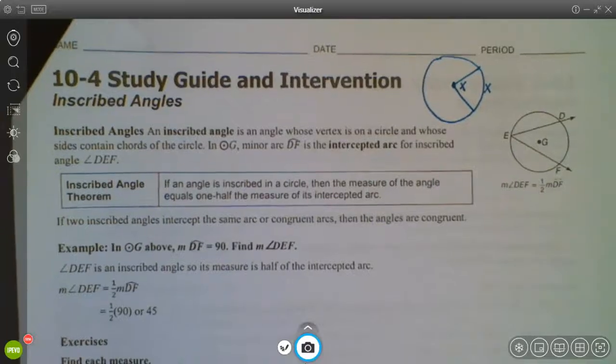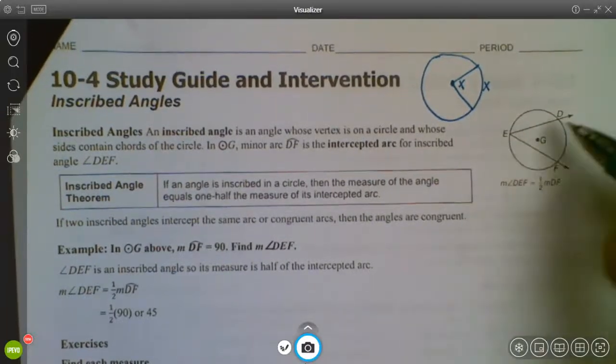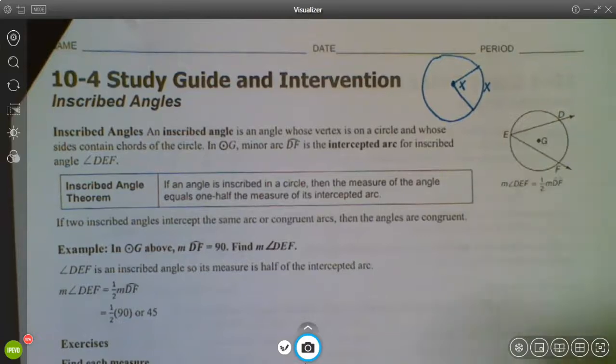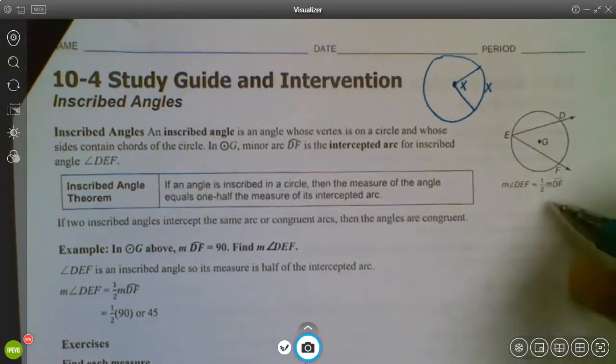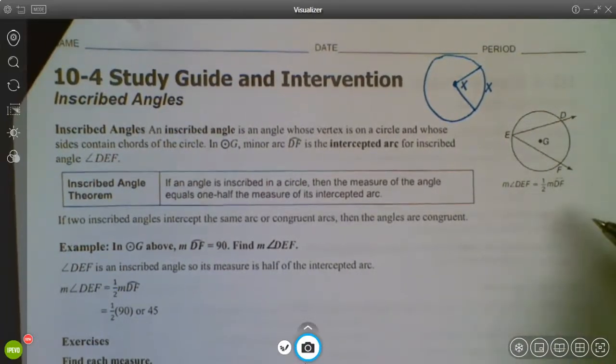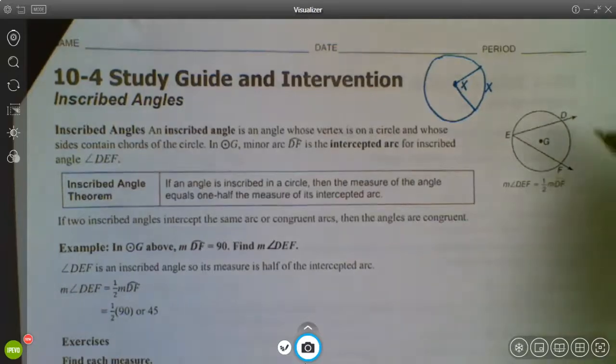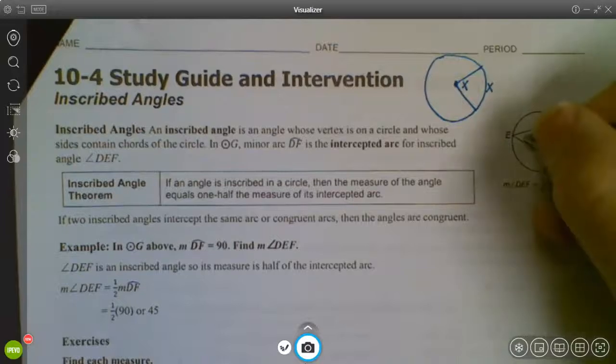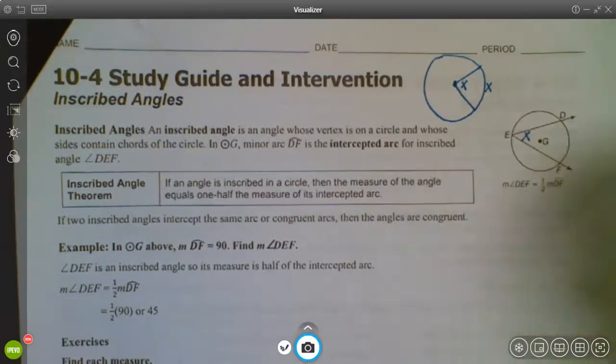The inscribed angle, which would look like this, where you're putting the vertex on the circle, not on the center, but on the circle, the rule for that one is that the angle is half of its arc. The angle is half of its arc. So as you look at this one right here, I know that this angle is half of whatever this would be.